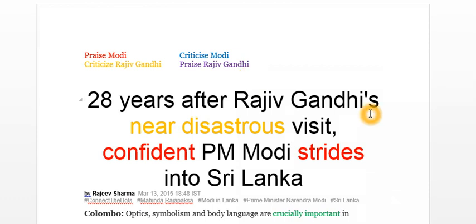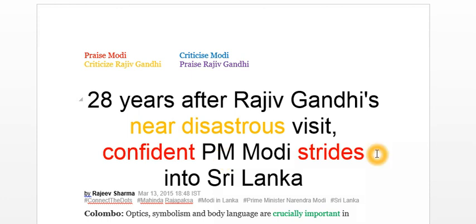If we look at the headline to start with: "28 years after Rajiv Gandhi's near disastrous visit, confident PM Modi strides into Sri Lanka." Clearly, this is not an objective statement. An objective headline would be "28 years after Rajiv Gandhi's visit, Prime Minister Modi visits Sri Lanka." That's an objective fact, no disagreement with that. Whether Rajiv Gandhi's visit was disastrous or fantastic, that's an opinion. So clearly that's one that is critical of Rajiv Gandhi. "Confident Modi" is clearly something that's praising Modi.